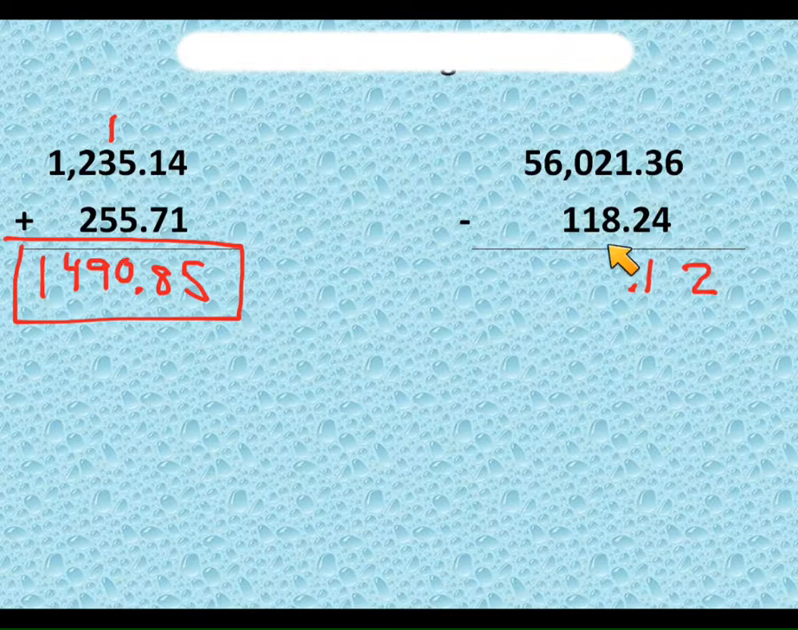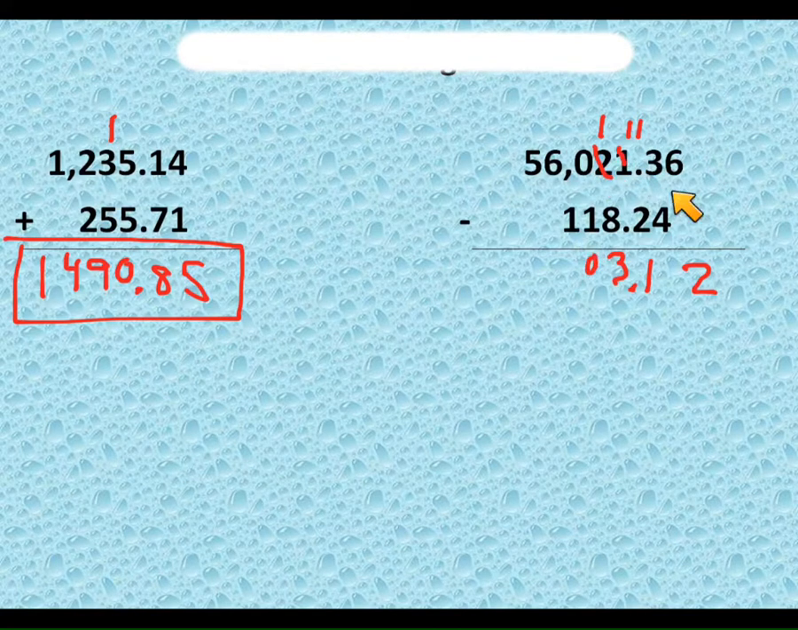But then when we have 1 minus 8 here, what do we have to do? You have to borrow from the next place value, right? So that becomes a 1. This would become 11 because there's 10 moved over. 11 minus 8, 3. 1 minus 1, 0.